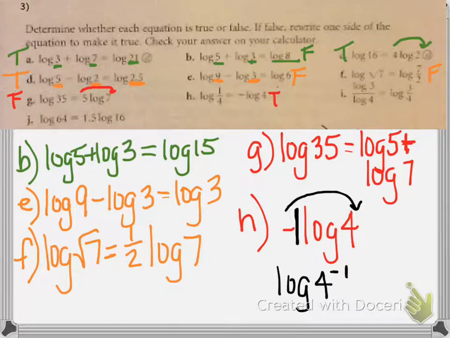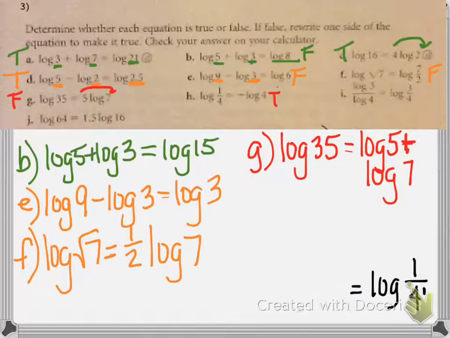And what do we know about negative exponents? They become reciprocals. So this becomes log 1 over 4 to the first, and 4 to the first we know is just 4, so it becomes log of 1/4, which is exactly what the other side of h says. Log of 1/4 equals negative log of 4. So that one, like I said, is true.